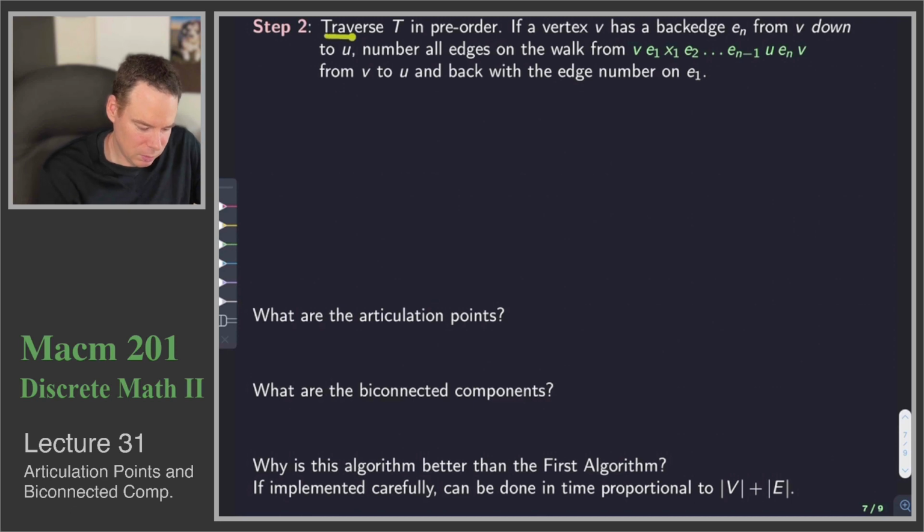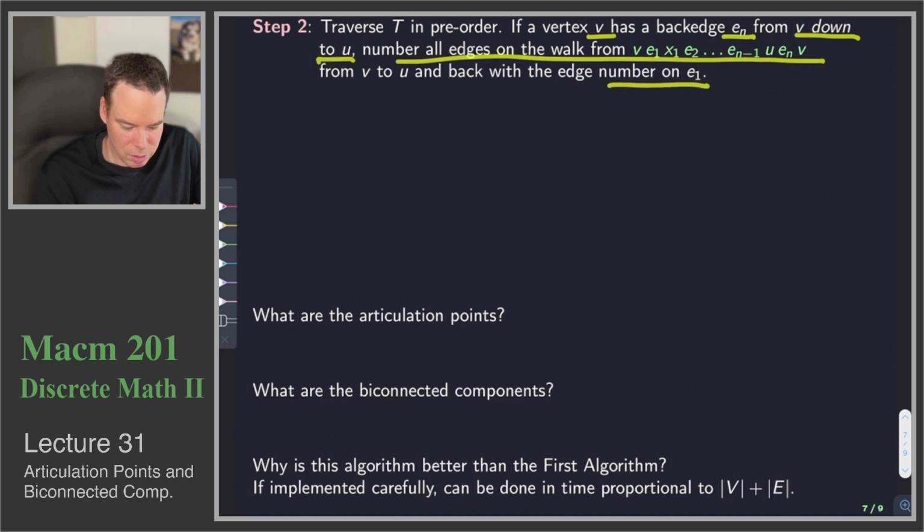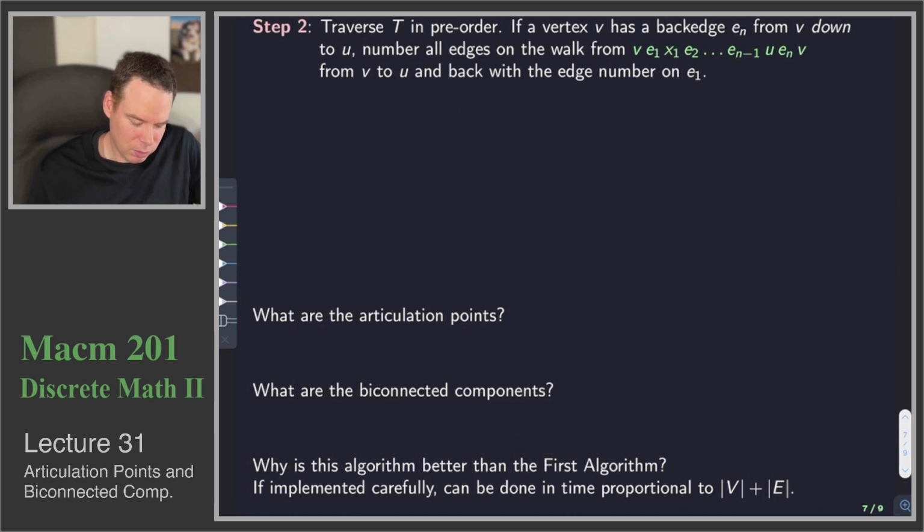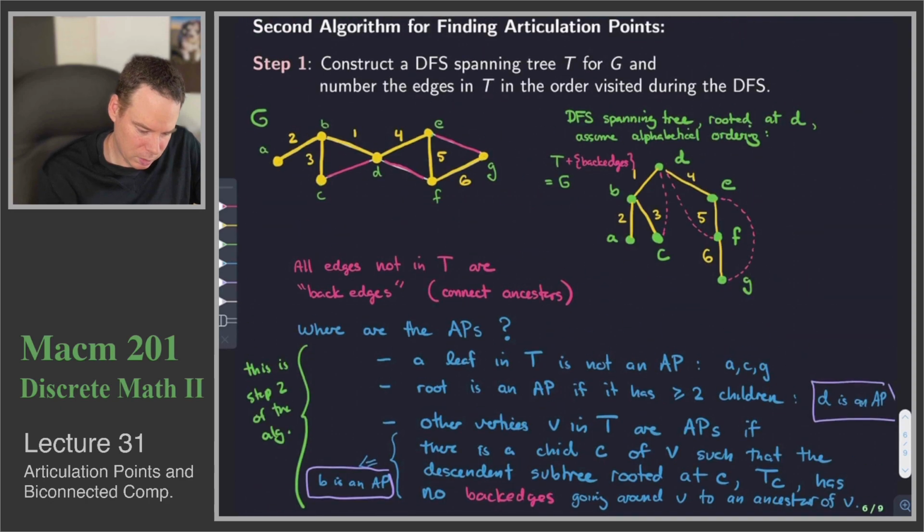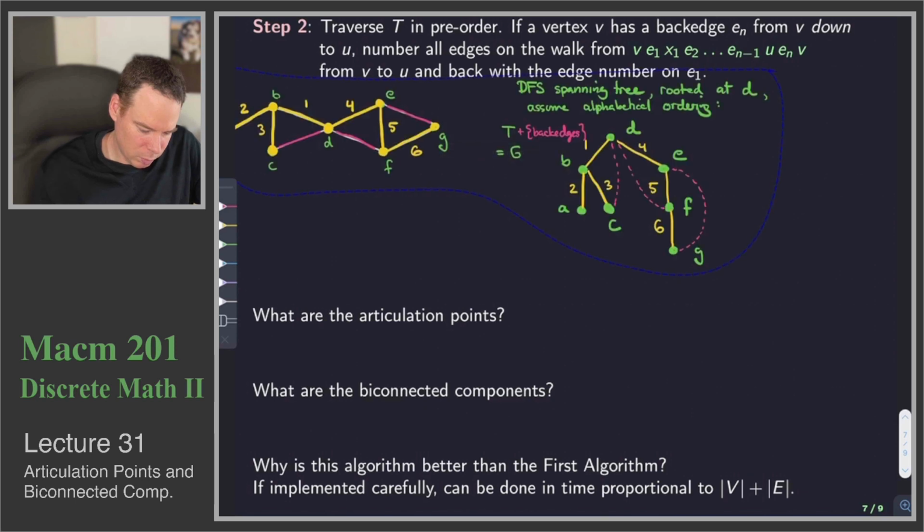So what step 2 says is find a preorder traversal of our depth first search tree, and then do some processing of the vertices. If a vertex has a back edge down to some descendant, number all the edges on the walk with that edge number that started the path going down. And so let's see how we can do this. I'm going to copy and paste our previous work because this is what we're going to be building off of. So we'll copy this and we'll paste this here.